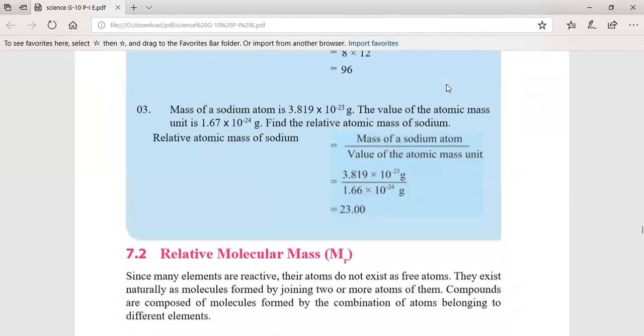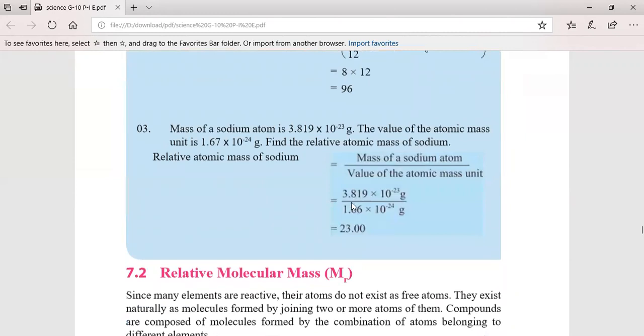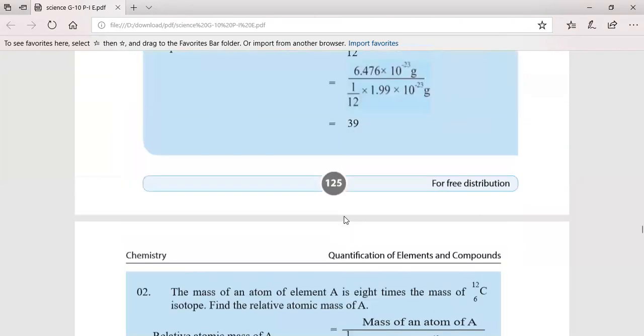In this question, they apply the last answer, 1.66 into 10 to the power minus 4 grams, right? The answer is, what is the relative atomic mass of sodium? It is 23, right? We can see it is right.